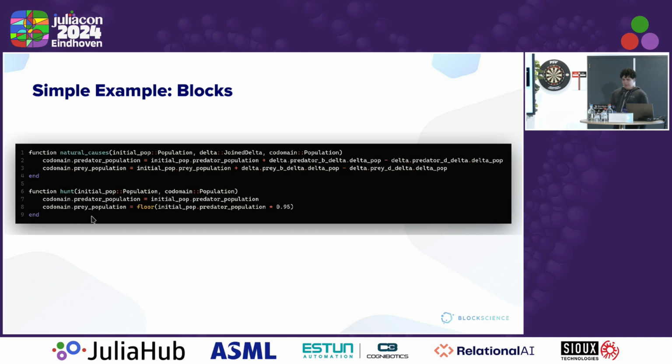And then the hunt block will accept the populations as the domain and give back a population as a codomain, meaning it will pick up the population that comes already updated from natural causes, is going to do a hunt, and then give back a population updated with the results of that hunt. If you see the logic, I picked up something that's very simple, just for an example's sake. So it basically says for every hunt, there is a 5% decrease on the size of a prey. But I mean, the logic is agnostic and can be any kind of Julia logic, because at the end, a block is just a regular Julia function with this signature.